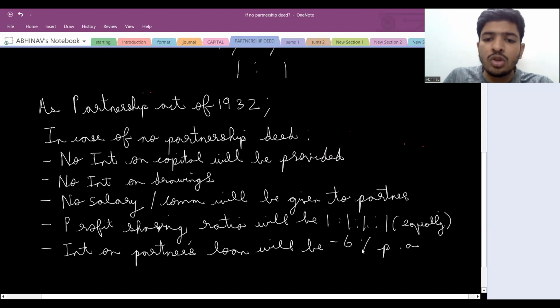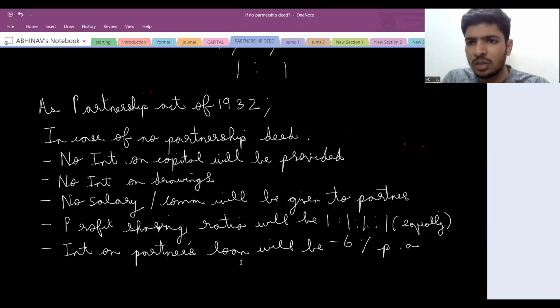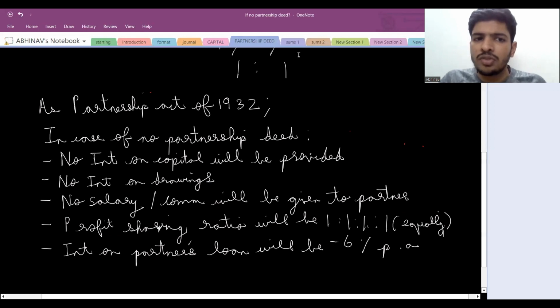Then interest on partner's loan will be at 6%. See, interest on partner's loan is just like you mentioned before. Partner's loan is, instead of giving a loan to an outside party, the partner is lending money to the business. He's like an outside party only in this transaction. Partner's loan is not part of his capital. So on that loan, 6% interest per annum will be given by the business to the partner. So this is the concept of the lack of partnership deed terms.